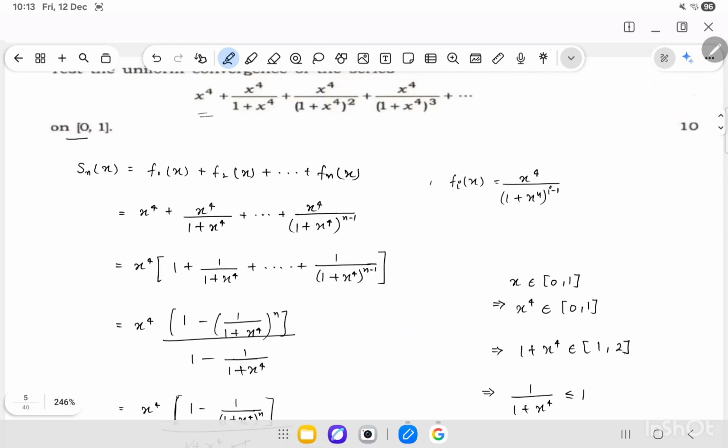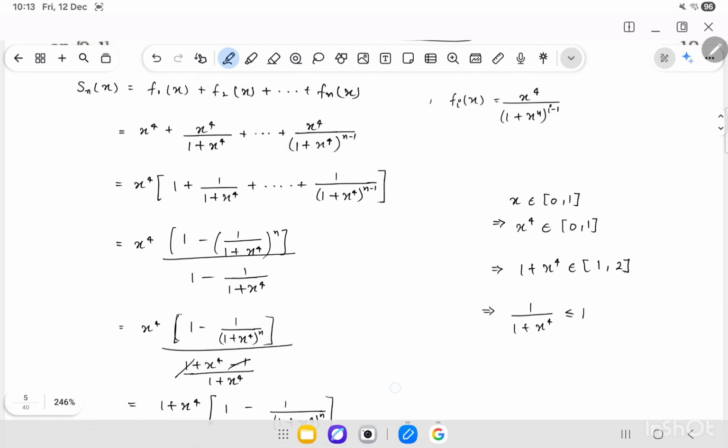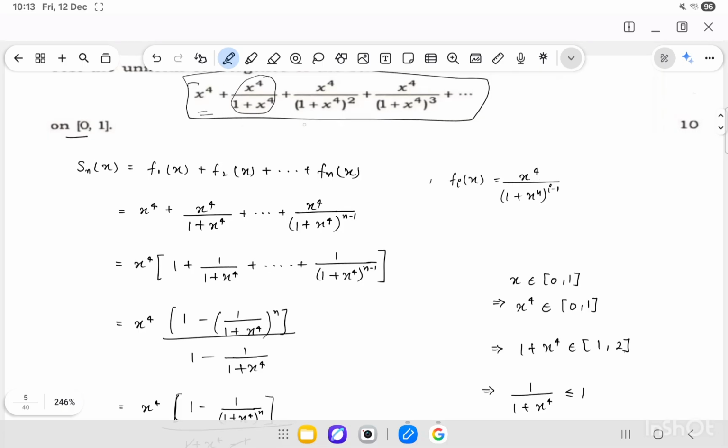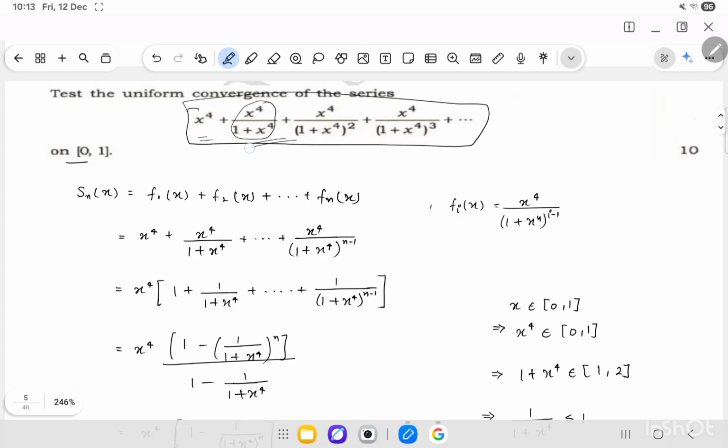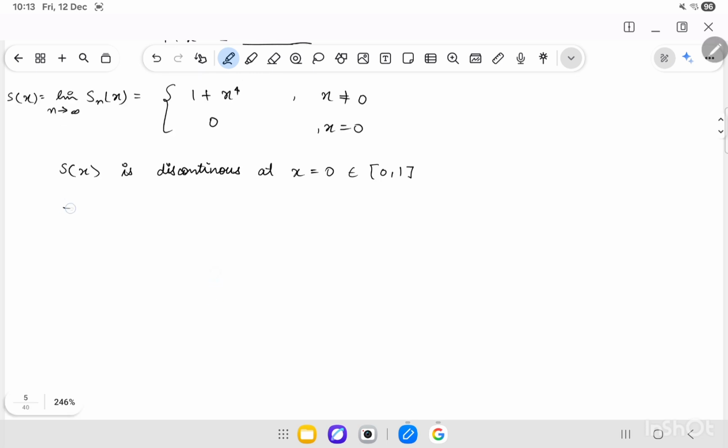But if you observe the original series, the sum of it is a continuous series because every term is continuous in itself, and we know that the sum of two continuous functions is continuous. So from here we can see that this is not uniformly convergent, because this is a continuous series, but the function Sx that we just evaluated by calculating the partial sum is discontinuous at x equals 0. So from here we can conclude that the given series is not uniformly convergent.